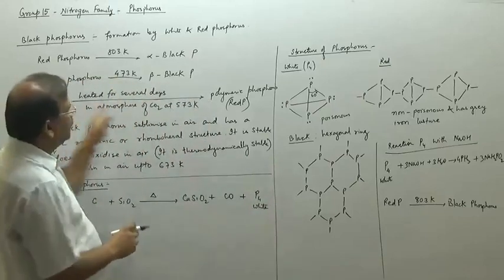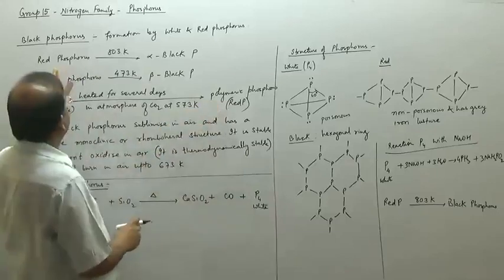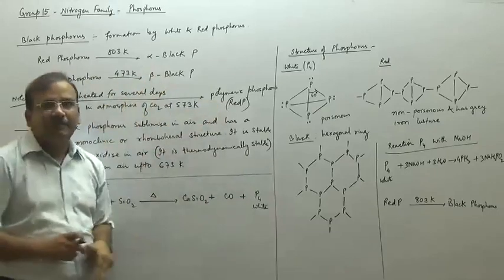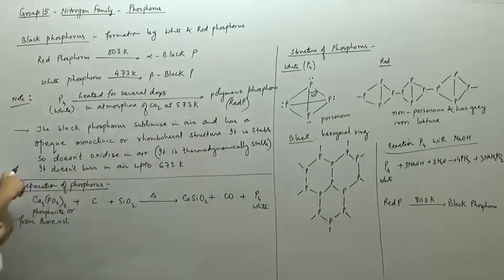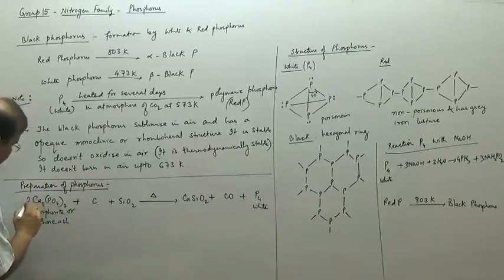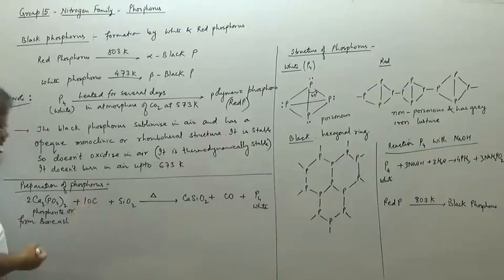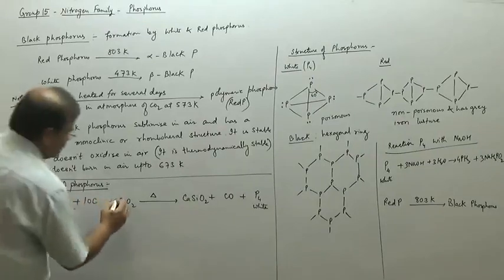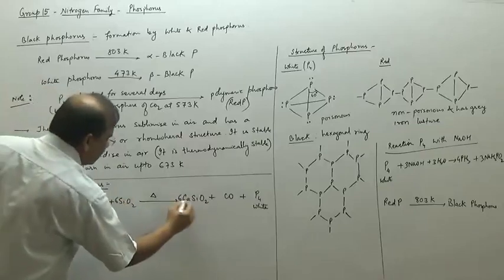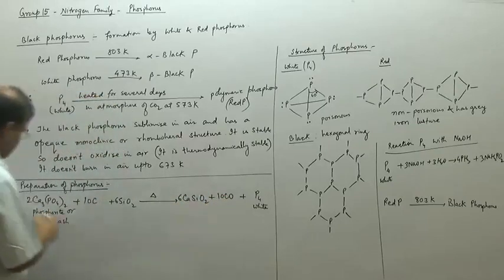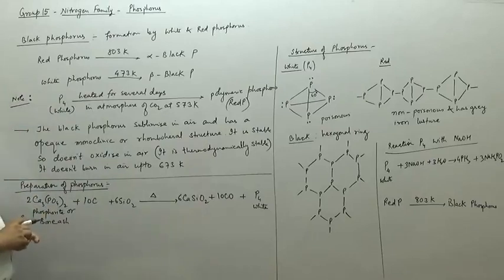Then from the white phosphorus, you can get the red phosphorus. From the red phosphorus or white phosphorus, directly you can get the black phosphorus. So that is how we can prepare the phosphorus. We can balance that: calcium silicate, we can balance this like this. So this is the method for the preparation of white phosphorus.